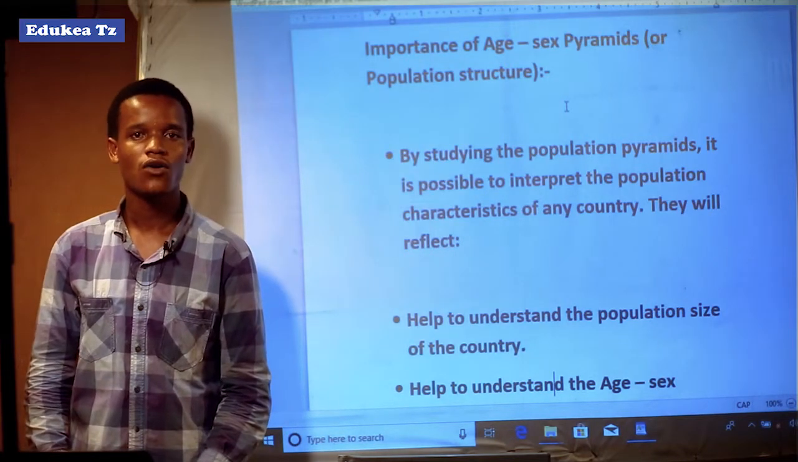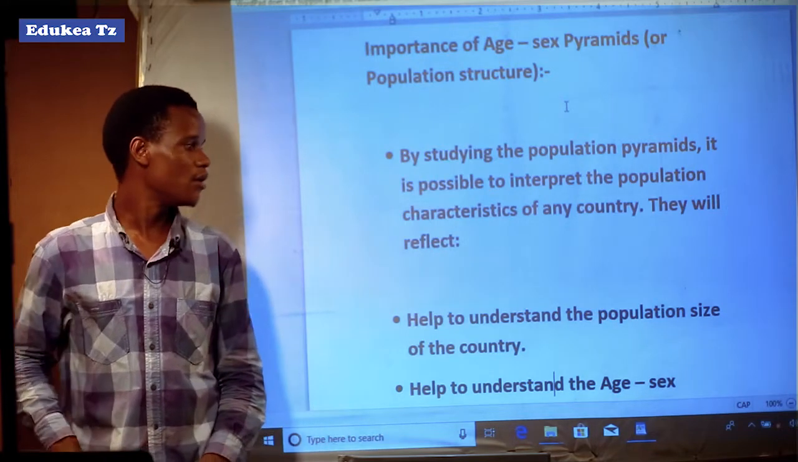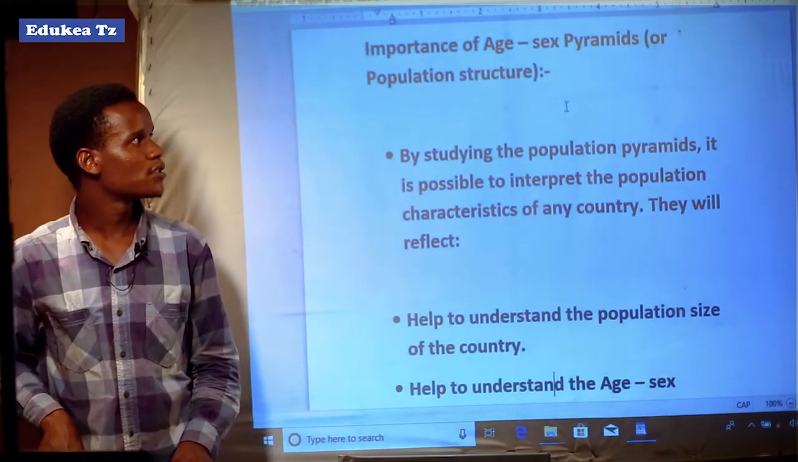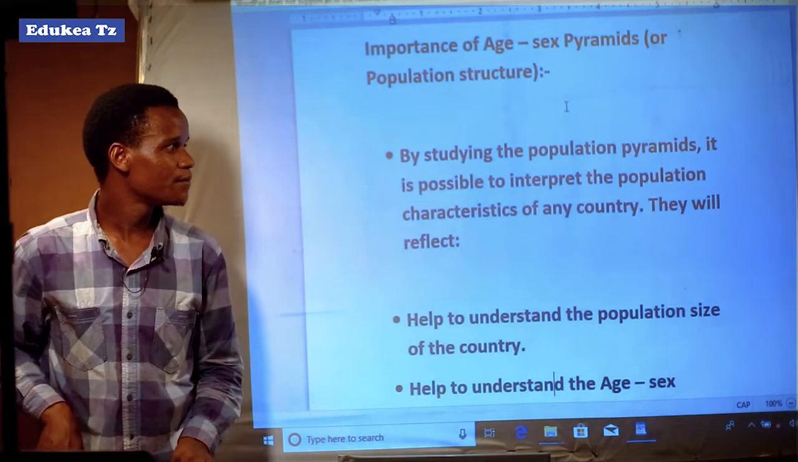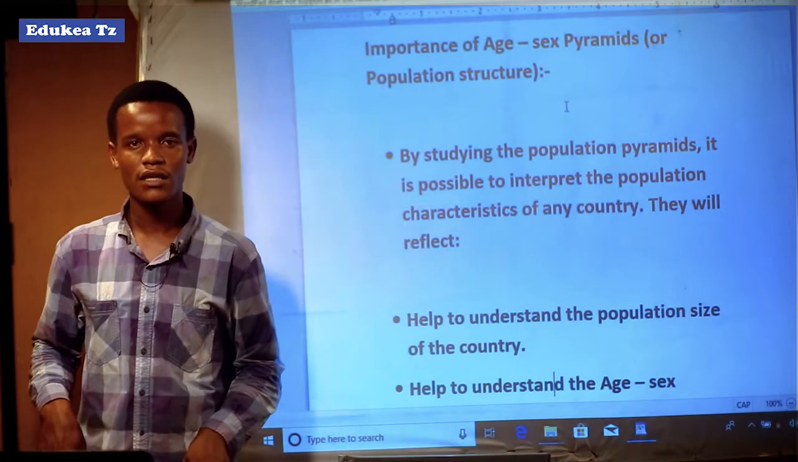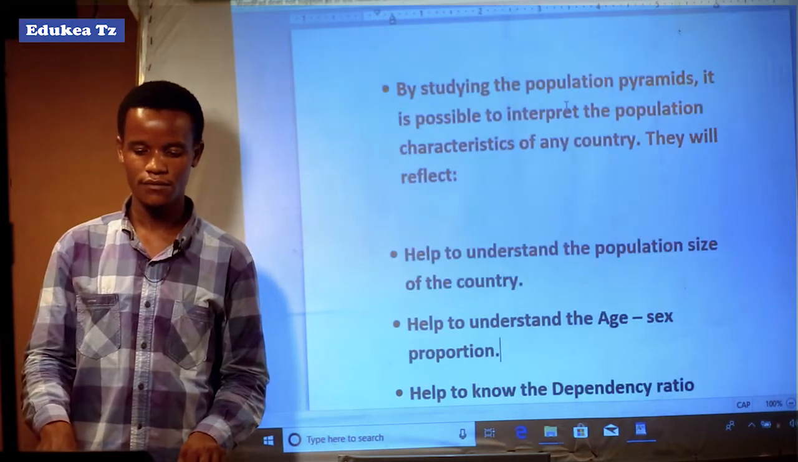They tend to differ according to their levels, either economic or political. So through the age-sex pyramid, we can recognize the characteristics of the population of a certain area or country.